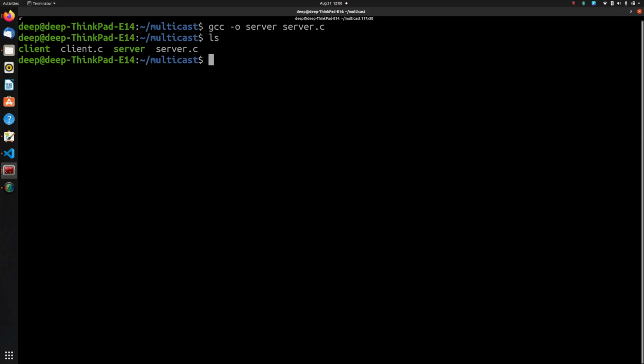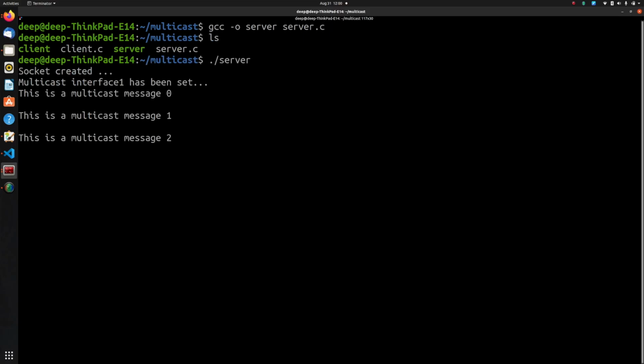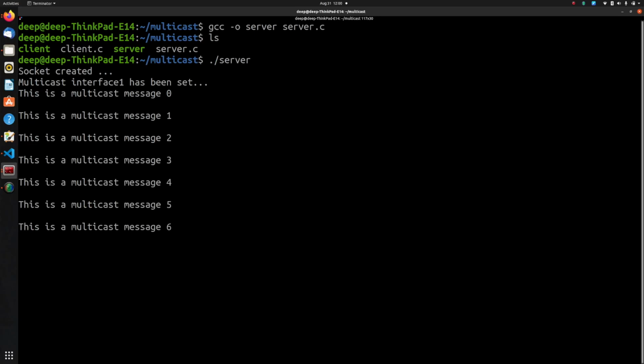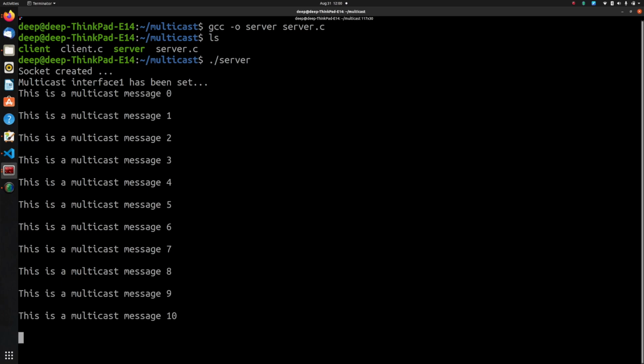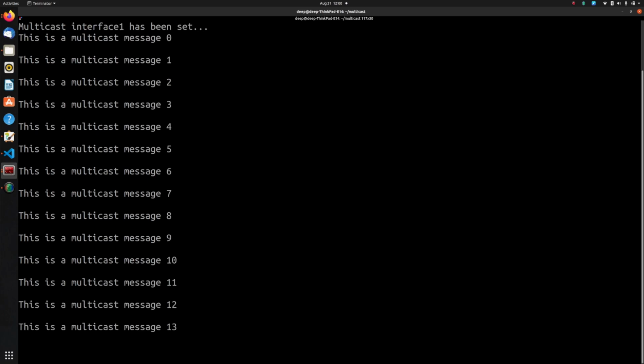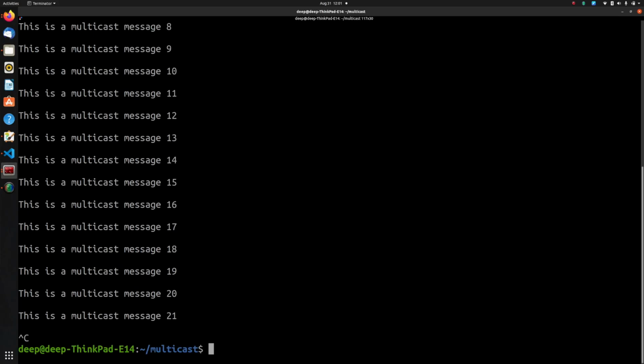Server.c. It compiled. Let's see if it runs. Yep, as you can see, it's running. It has started transmitting the messages to the group IP address, that is 230.1.1.1. However, we do not have any receiver at this point of time, so it's simply saying that the message is being transmitted, but no one to receive as of now. So let's check our client now.